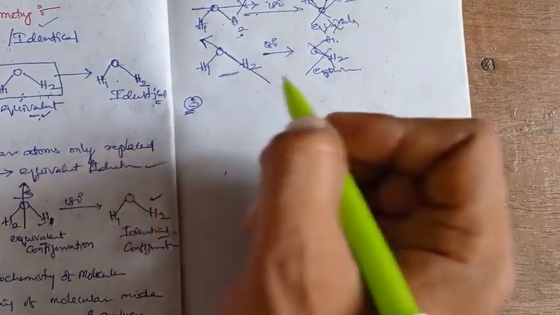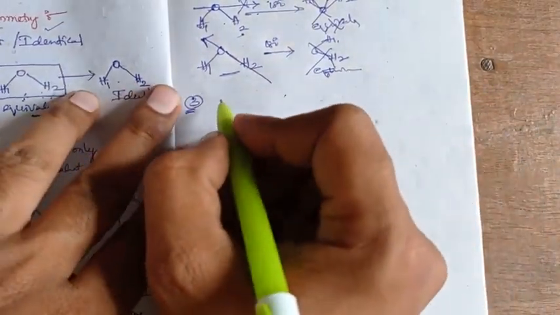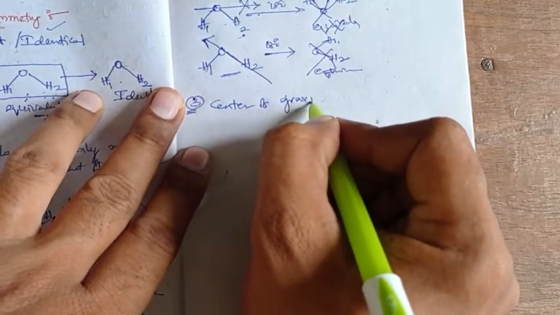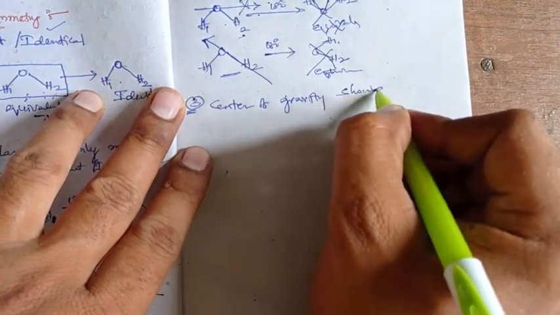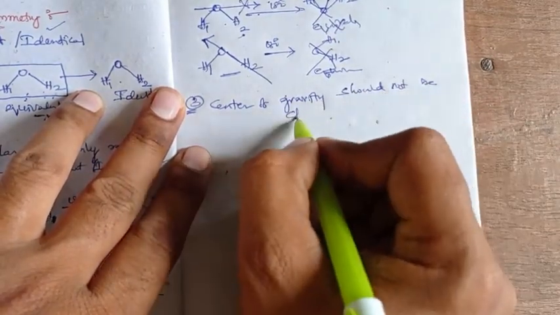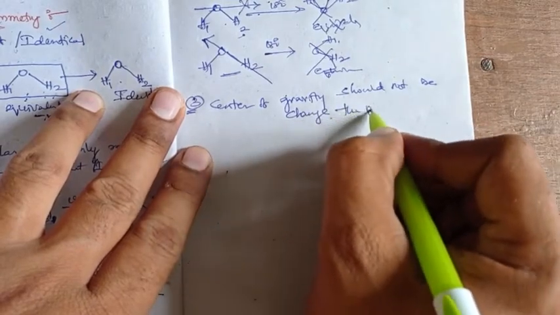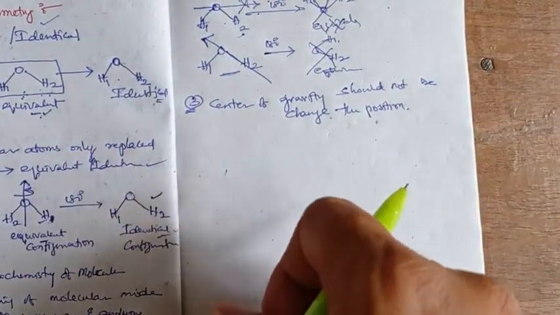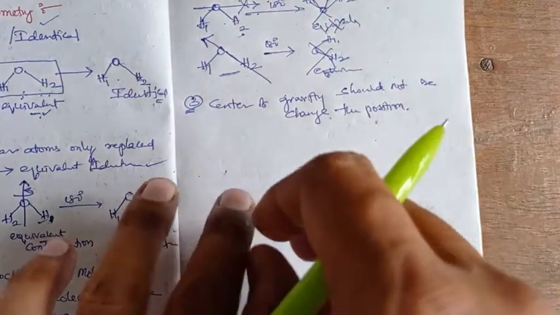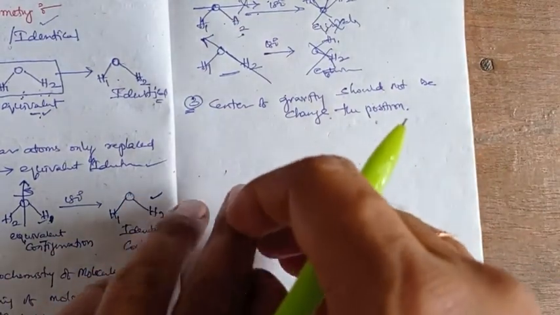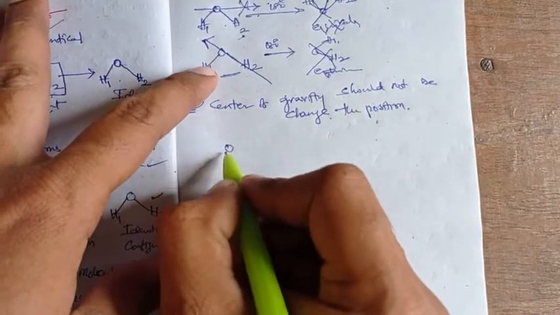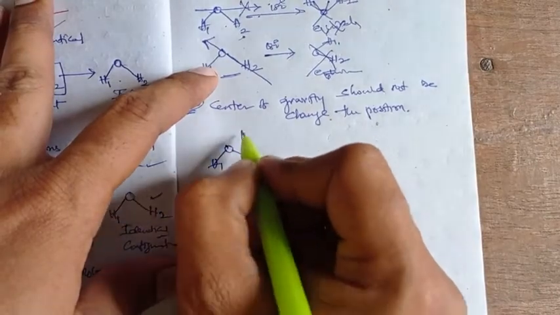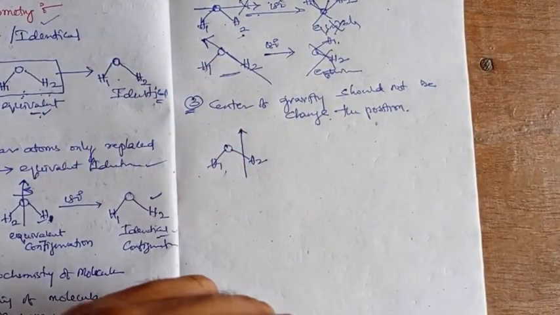And the third point where we have to be cautious: the center of gravity should not change its position. If it changes position, it never generates an equivalent or identical configuration. Let us see that. In the same water molecule, and the reason I am taking a water molecule every time is that it is an easy structure for simple analysis.